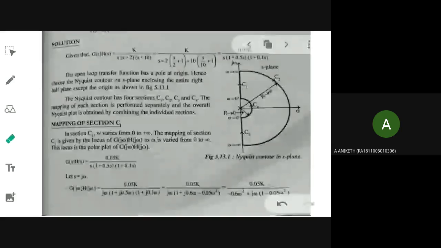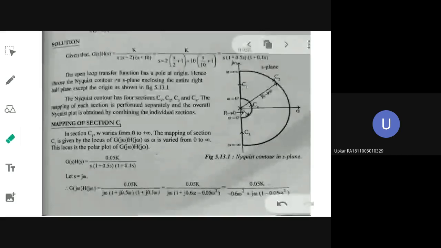Mapping from the S plane should be done to what plane? F of S should be mapped onto the F of S minus 1 plane, where the encirclement of the point minus 1 plus j0 will be considered for discussing system stability. You have to consider each and every section separately. There are 4 segments, so you have to do 4 mappings.